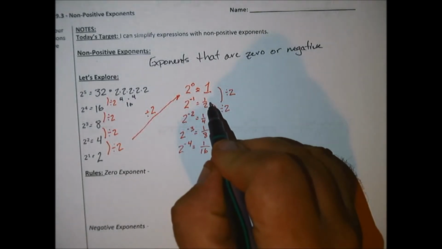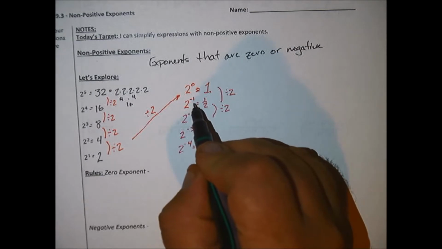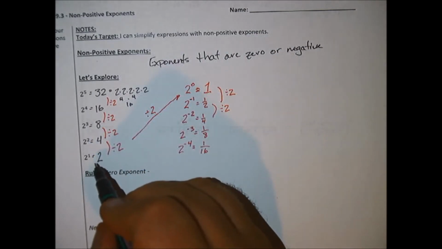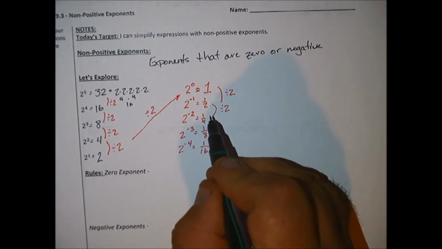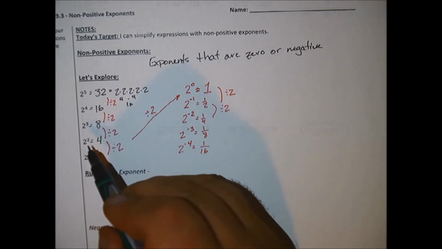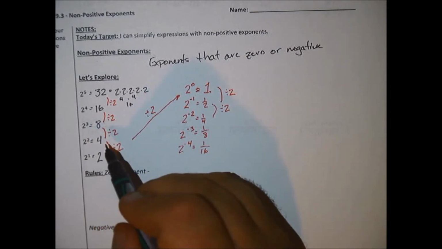I notice that this is 1/2, and this is 2 to the negative 1. What about 2 to the 1? 2 to the 1 is 2. 2 to the negative 1 is 1/2. All right. 2 squared, or 2 to the second, is 4.